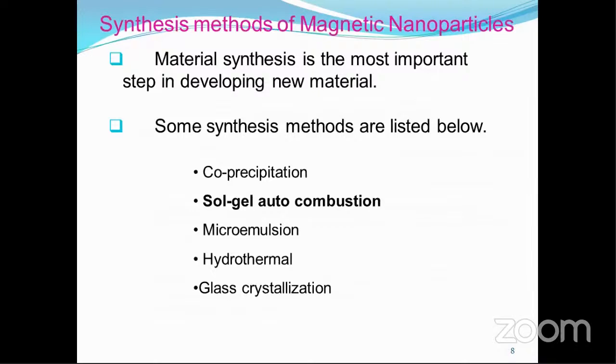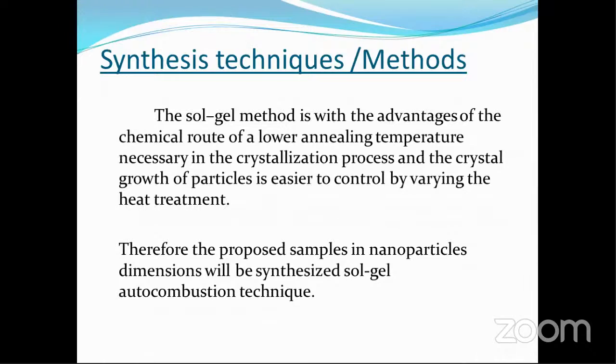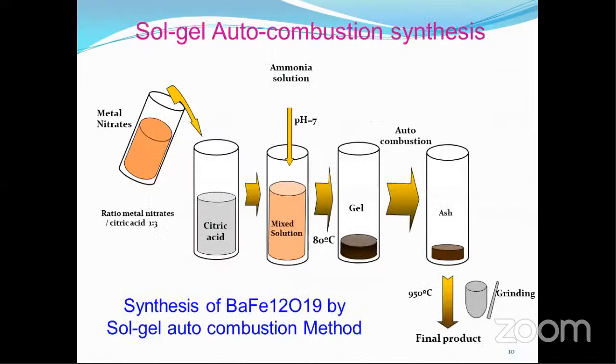Material synthesis is the most important step in developing a new material. Some synthesis methods are listed below: co-precipitation method, sol-gel autocombustion method, microemulsion method, hydrothermal method, glass crystallization. Now, the sol-gel method has the advantage of a chemical route with a lower temperature necessary in the crystallization process, and the crystal growth of particles is easier to control by varying the heat treatment. Therefore, the proposed sample in the nanoparticle dimension will be synthesized by the sol-gel autocombustion technique.